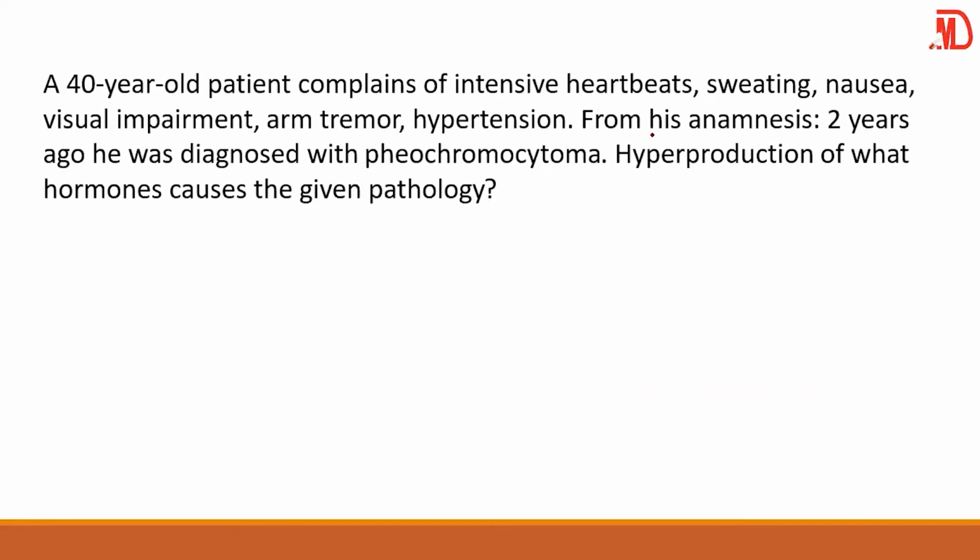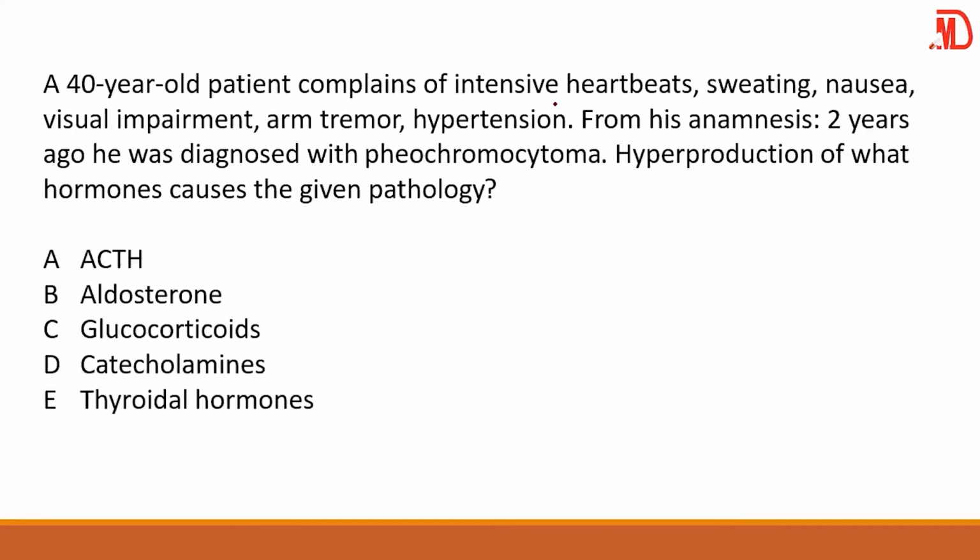A 40-year-old patient complains of intensive heartbeat, sweating, nausea, visual impairment, arm tremor, and hypertension. Two years ago, he was diagnosed with pheochromocytoma. These are found inside the medulla of an adrenal gland. The cortex is different. The medulla is responsible for the production of catecholamines, that's the epinephrine, the norepinephrine, and so on.